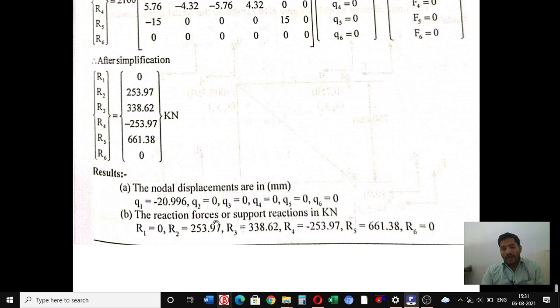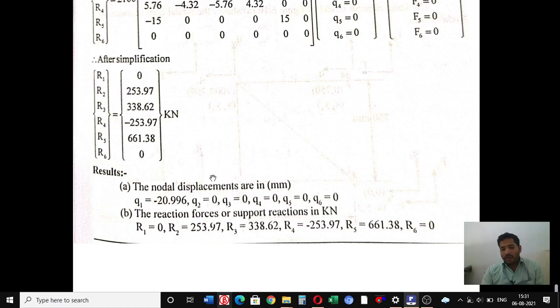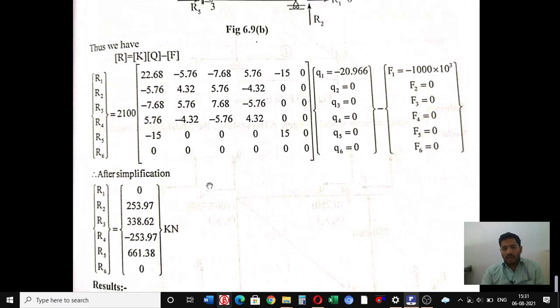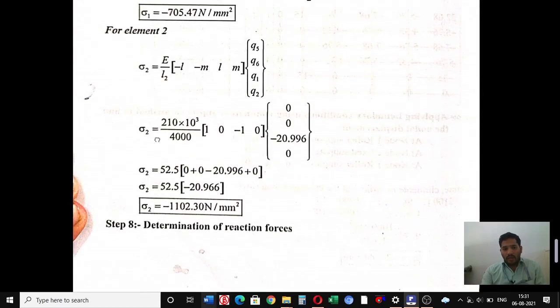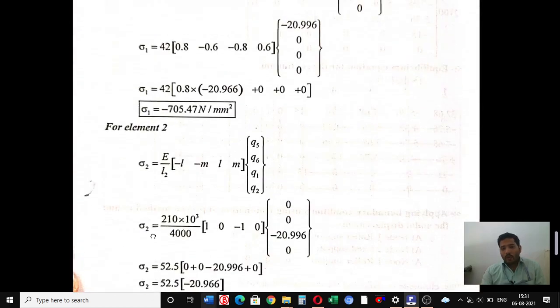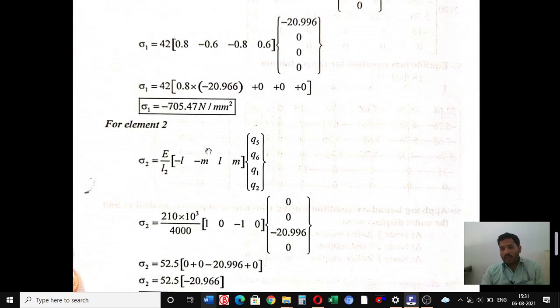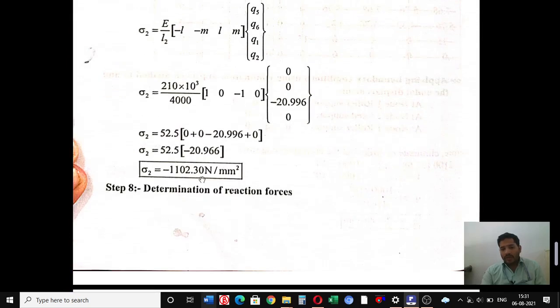After finding the values, we need to find sigma 1 and sigma 2, which we already found. How much did we find here? Sigma 1 value is 705.47 Newton per mm square, which is compressive in nature, and this value is tensile in nature. Sigma 2 is equal to, make the correction to positive, 1102.30 Newton per mm square.